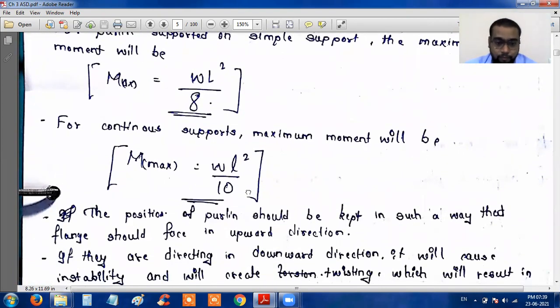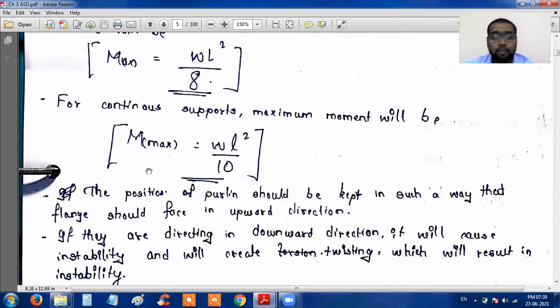In design steps, first we have to find the moments acting in the x direction, or we will say z direction, and the vertical y direction. Then from the moment we will find the section modulus, and from the section modulus we will find the section from the steel table.